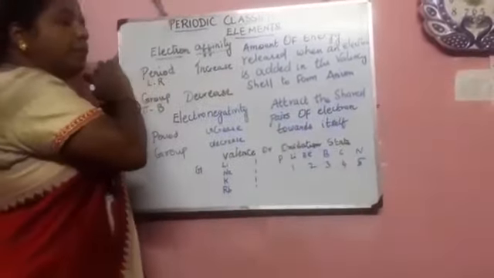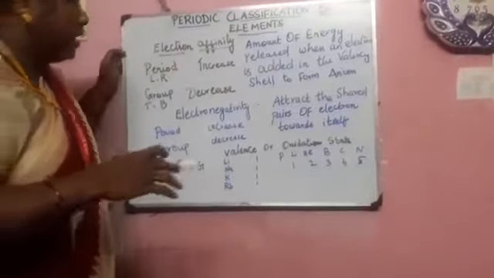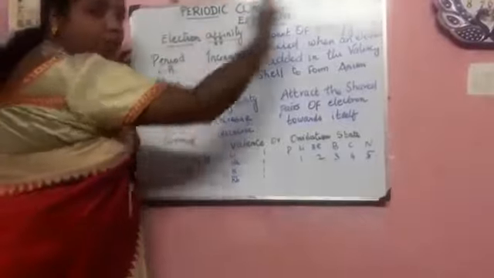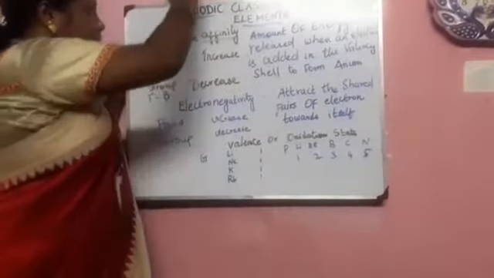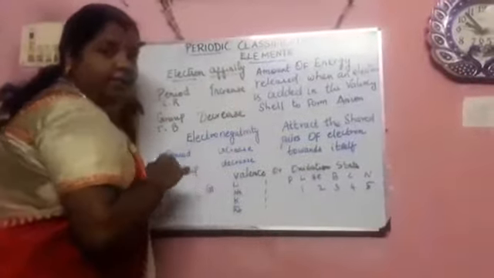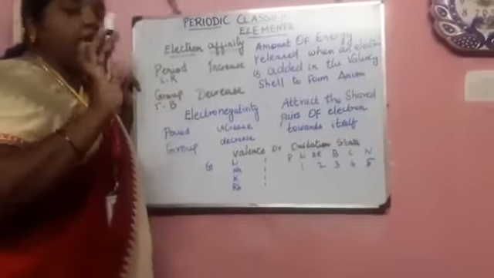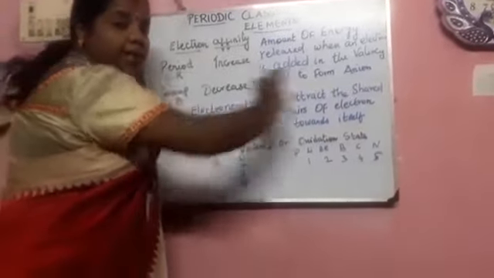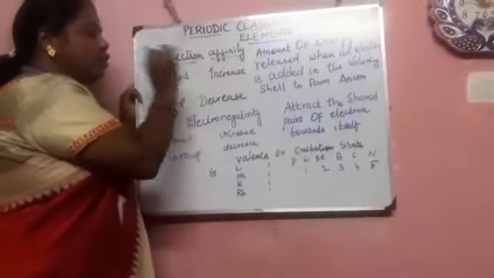Let's see how it varies period wise as well as group wise. First, period wise. I told you that a period runs from left to right and a group runs from top to bottom. In total we have 7 periods and 18 groups. Let's see how electron affinity behaves across the period. Along the period, it increases.